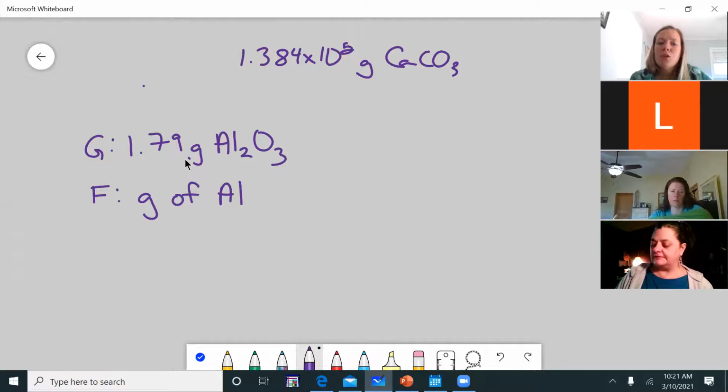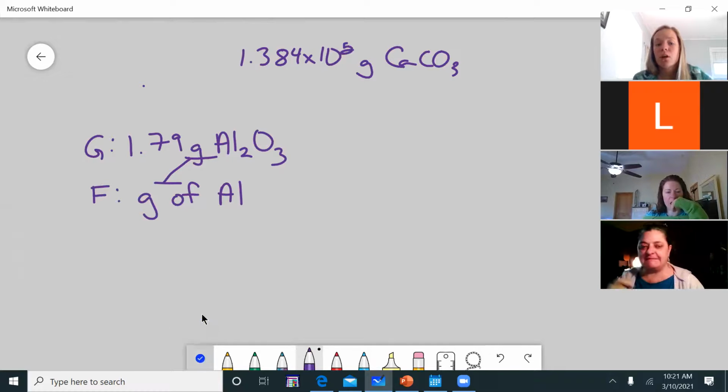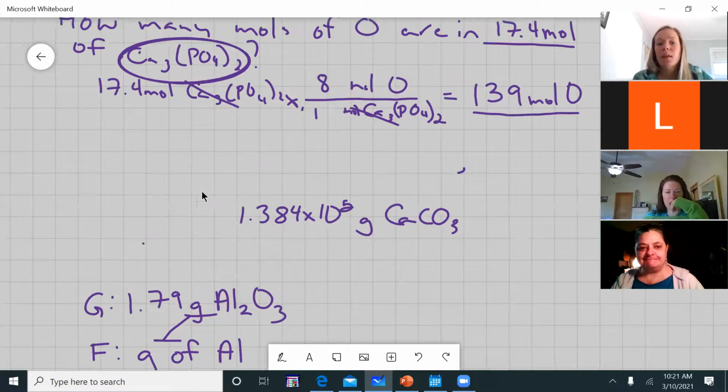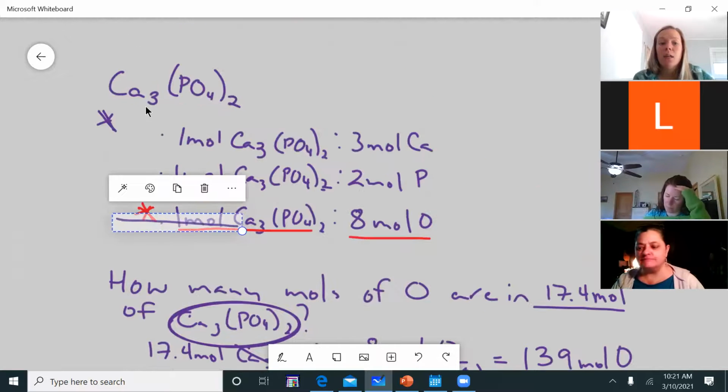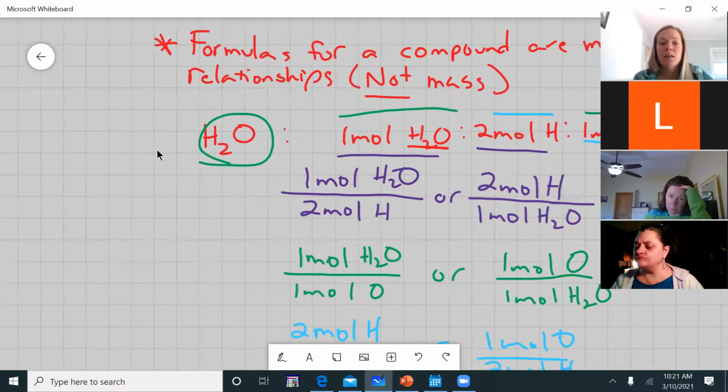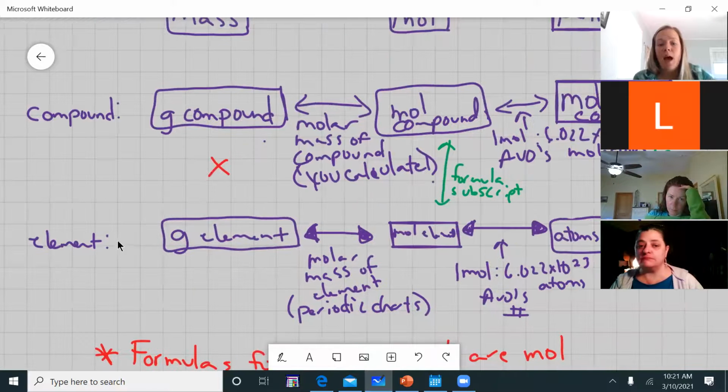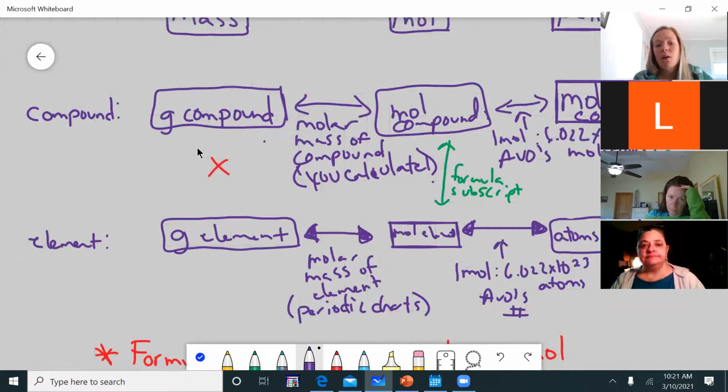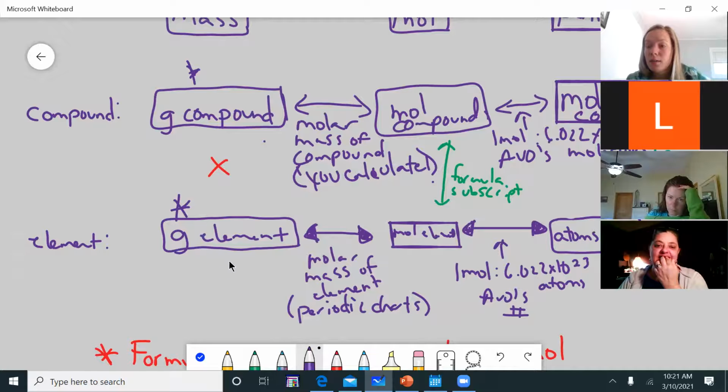This is where I'm saying you cannot go from gram to gram directly. There is no way to do that. You have to move through the flow chart in a valid way. So back up here, I am given an amount of a compound, and I'm saying, how much is an amount of the individual element? So in order to do that, I need to go grams to moles to grams.